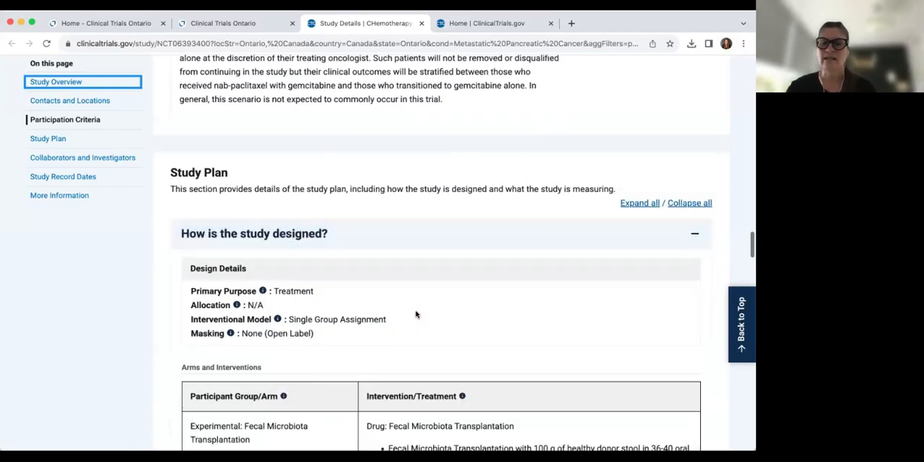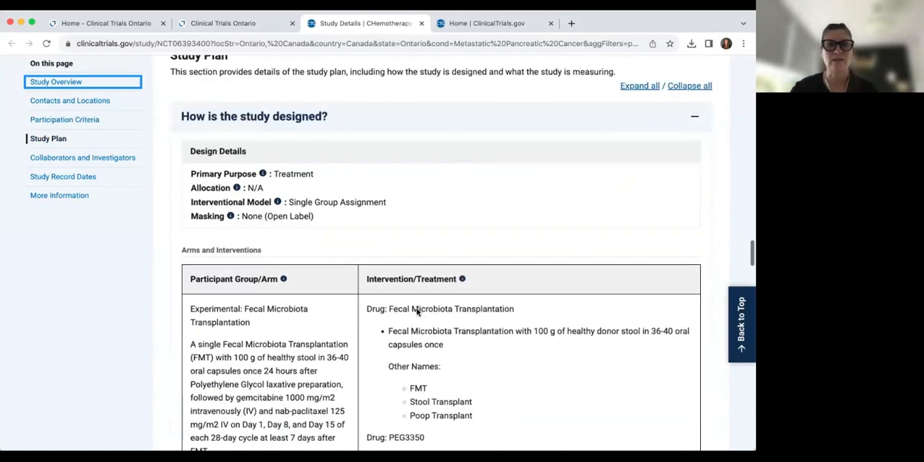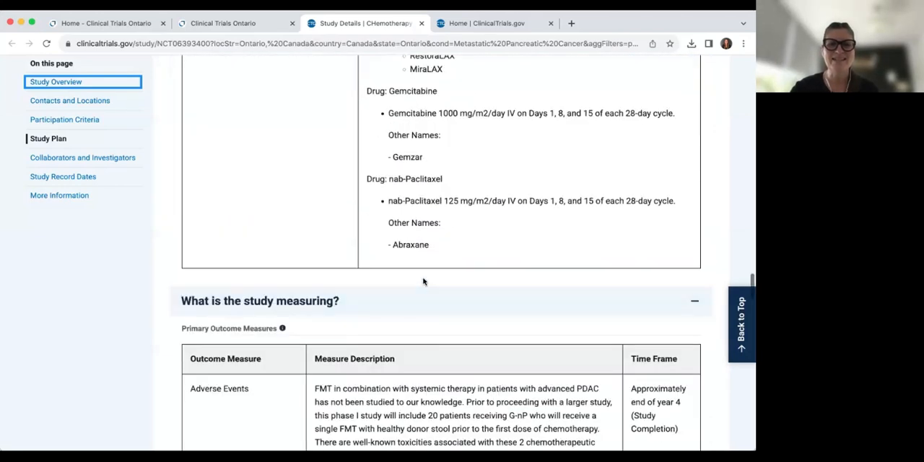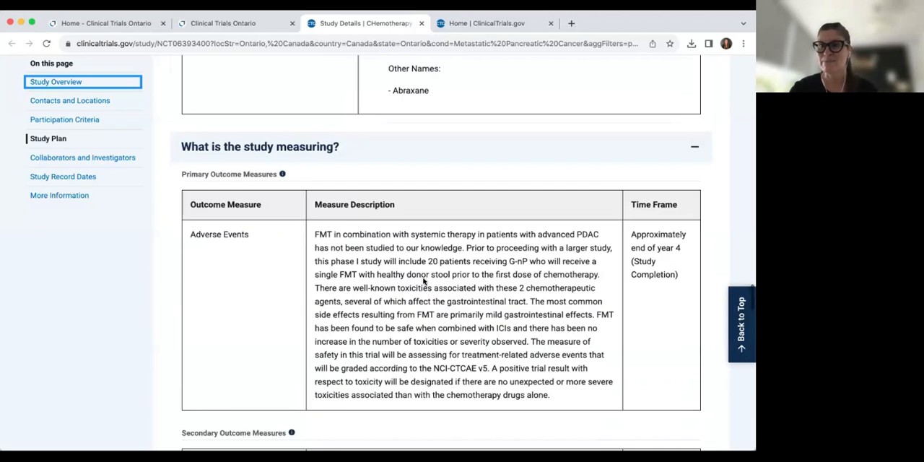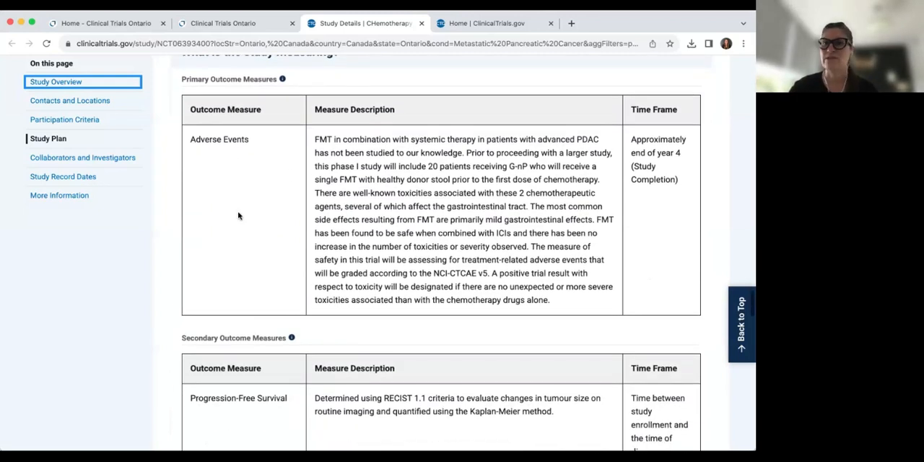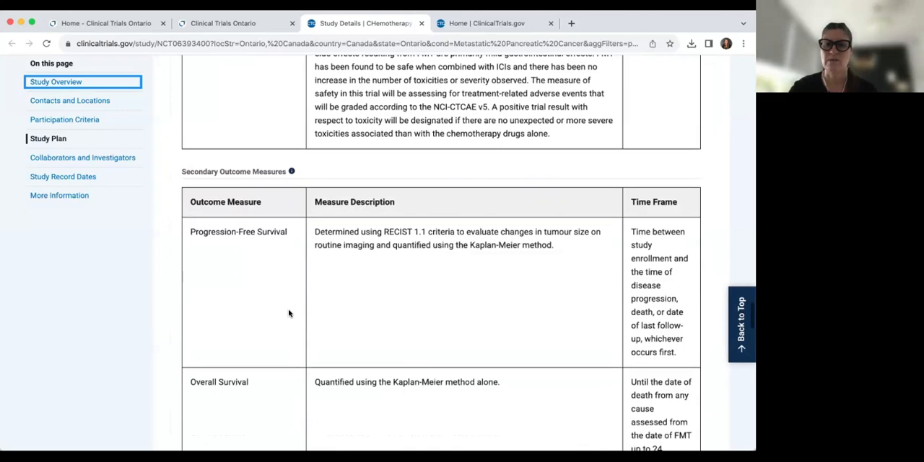So then if we continue down, it's got some information about the study plan, like how the study was designed. So if you're a nerd like me, this stuff's super fascinating, but we're not necessarily going to go through all of this. I will tell you what the study's actually measuring as well. So that might be super helpful for you. This one's primarily focused on the safety, right? So adverse events in people and what kind of complications ensue. And then they've got some secondary outcome measures as well, which are a little bit more related to the disease that they're studying.